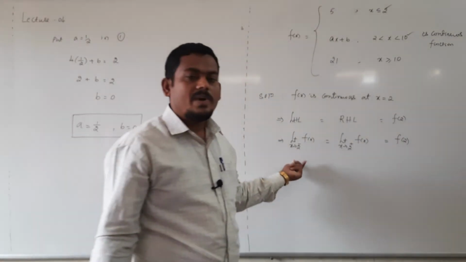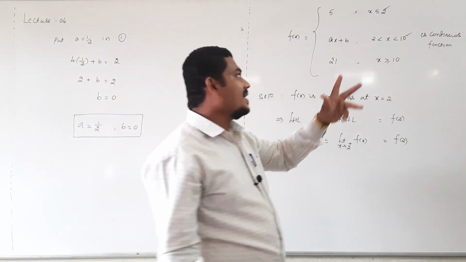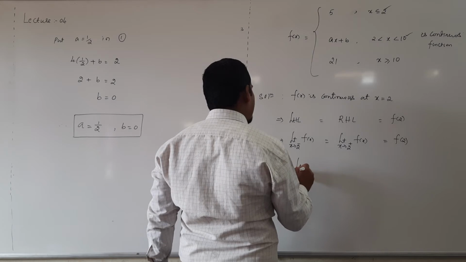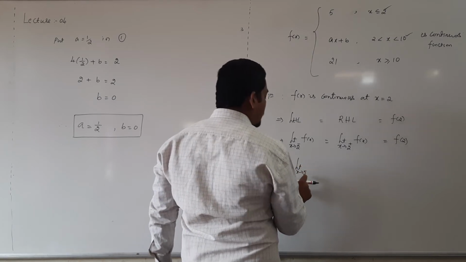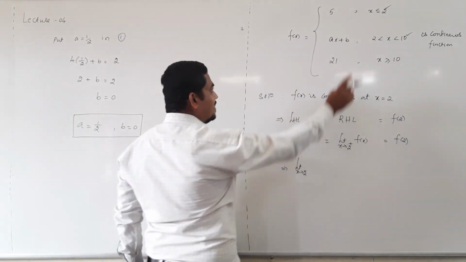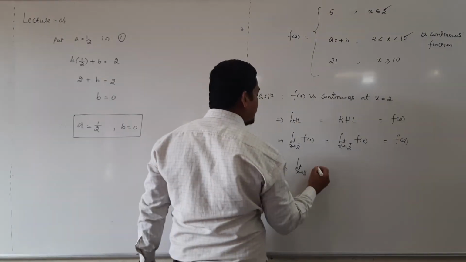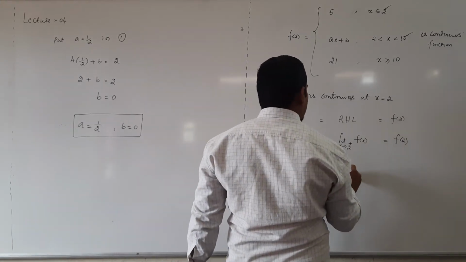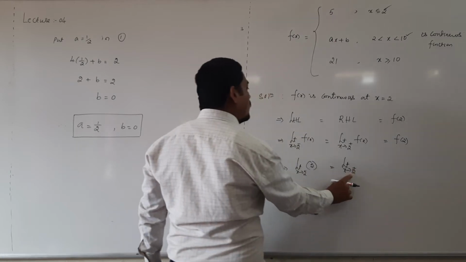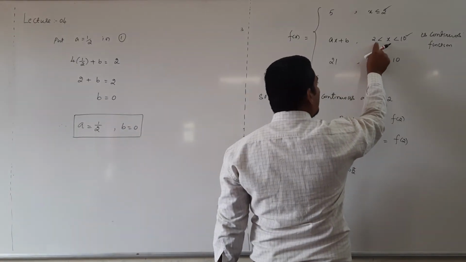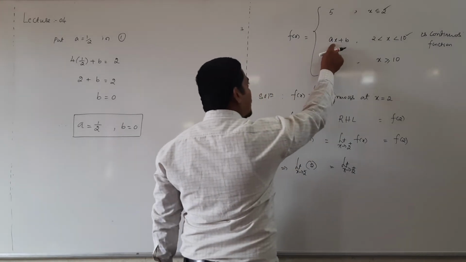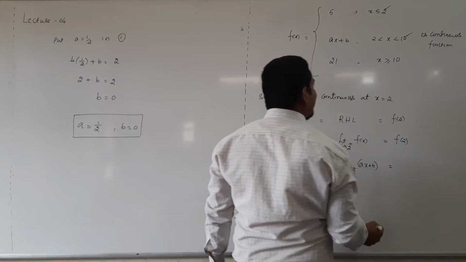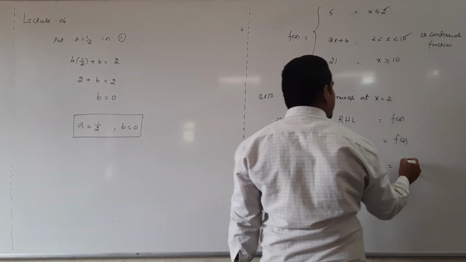Now, x tending to 2 minus means less than 2. Once x value is less than 2, what is our f of x? That is the constant function 5. Then limit x tending to 2 plus means x value more than 2, where the function is ax plus b. And what is f of 2? Including 2 the function is 5, so f of 2 is 5.